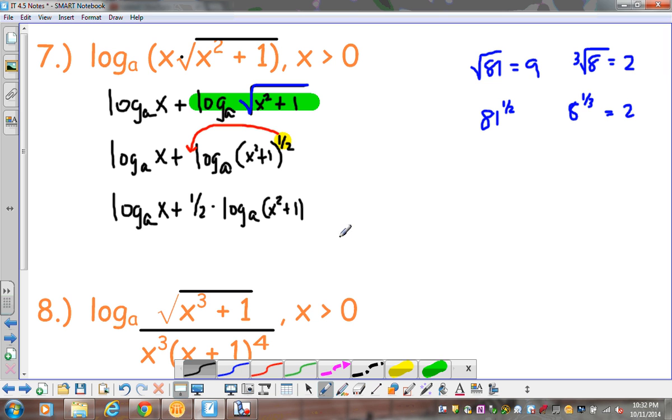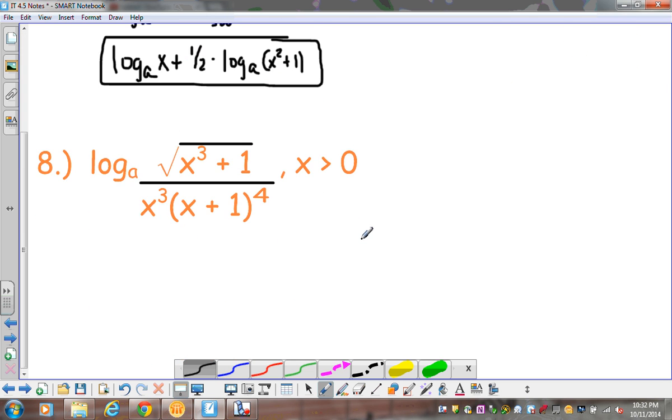Now, since I'm expanding it, I can only expand multiplication into addition. So this piece right here that has addition, I can't do anything else with it. I'm not going to expand it into multiplication. That would only be condensing it. So right here, this is my final answer.